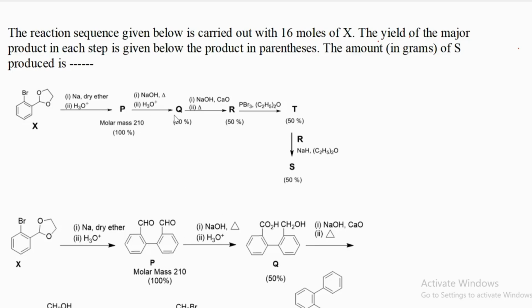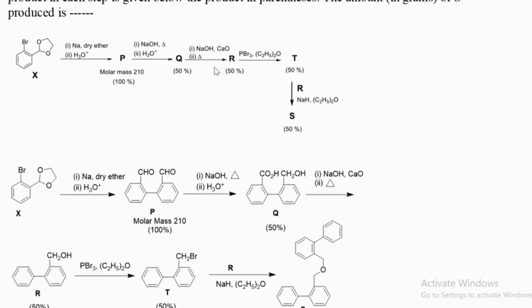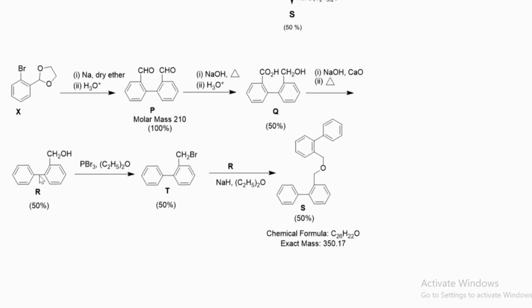Now second is Q. P to Q is a Cannizzaro reaction, followed by hydrolysis. We know that in the Cannizzaro reaction, one aldehyde will get oxidized and another aldehyde will get reduced. So we get a carboxylic acid and another is an alcohol. The next step is decarboxylation, Q to R. In decarboxylation there is a removal of the carboxylic acid group. The carboxylic acid group is removed.